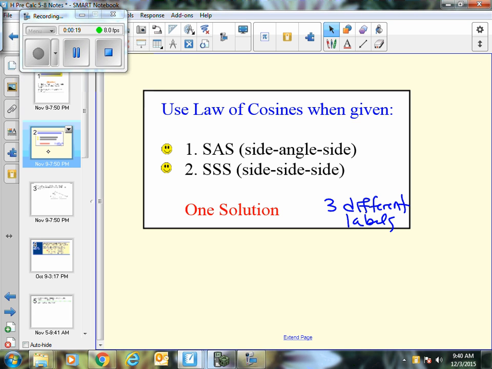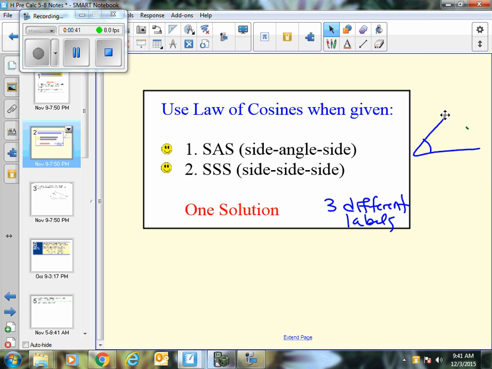So we'll talk about the two scenarios that we're going to be able to deal with. One of them is side angle side. If you're given side angle side, what you know are two sides and the angle in between. If that's the information that you have, you would never be able to use law of sines because you need a side and an angle opposite. You don't have this side that's opposite, so we wouldn't be able to use law of sines.